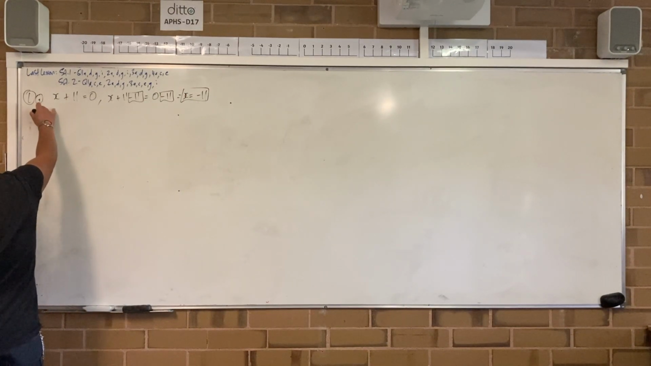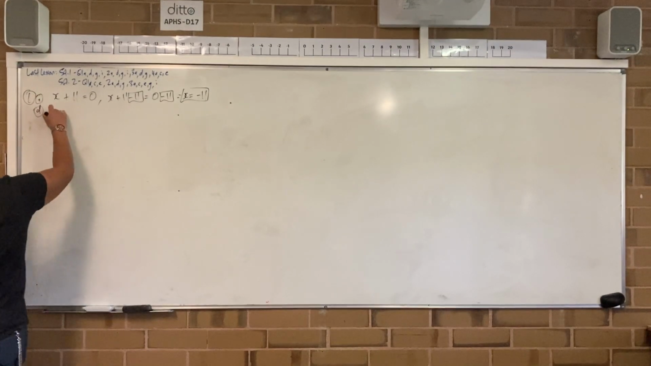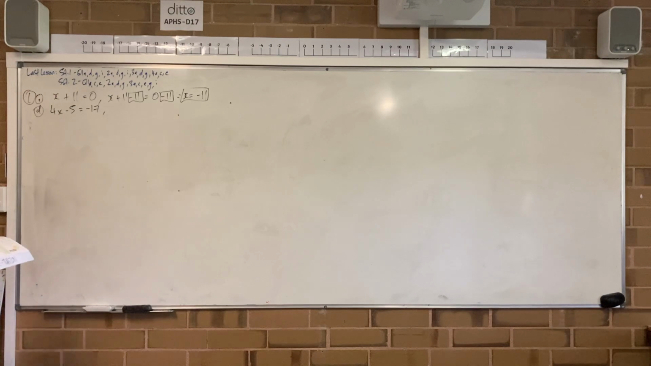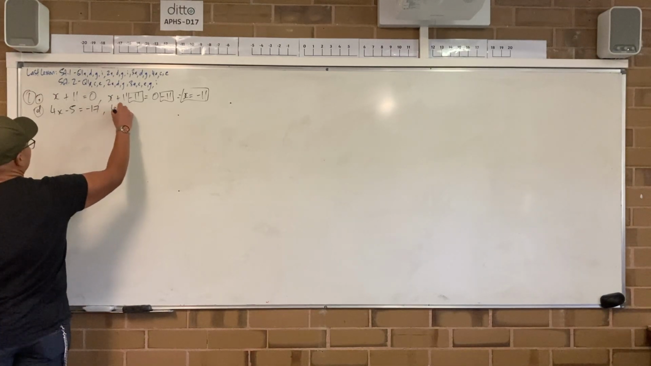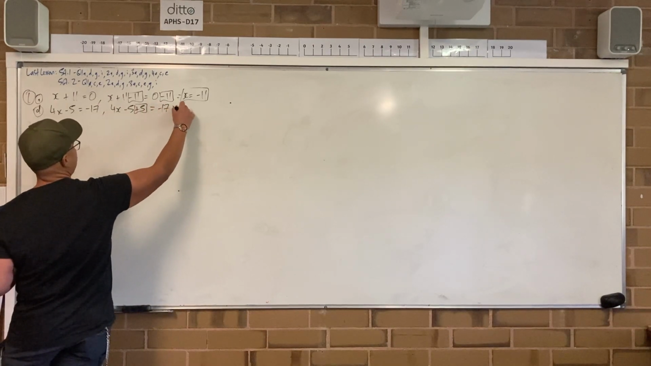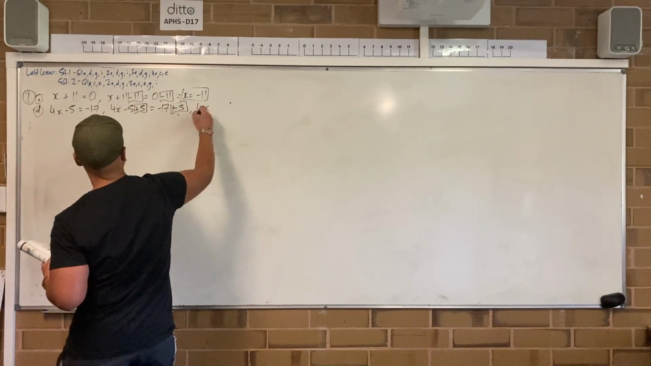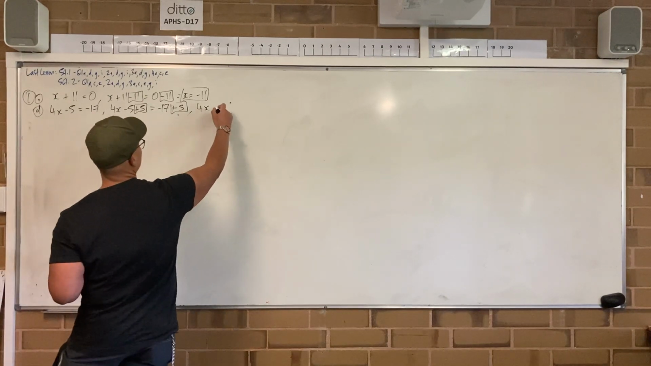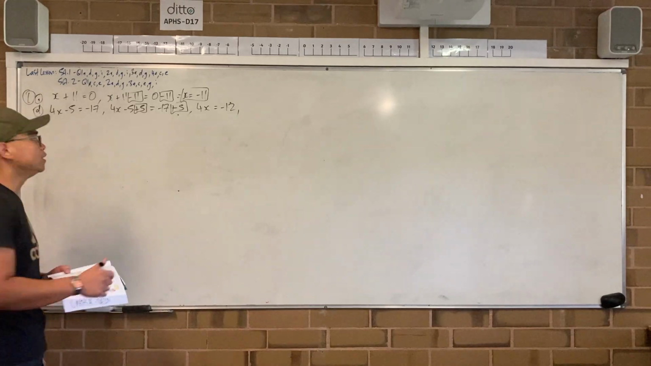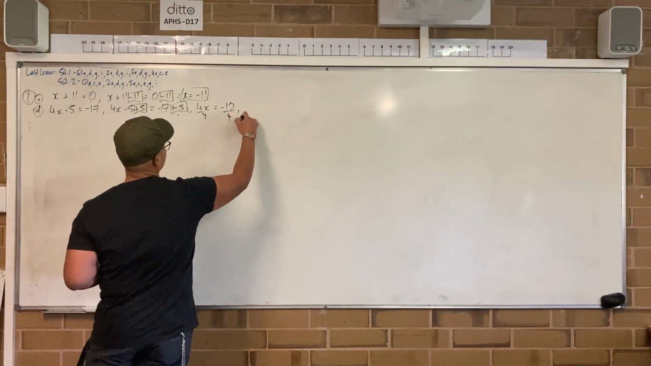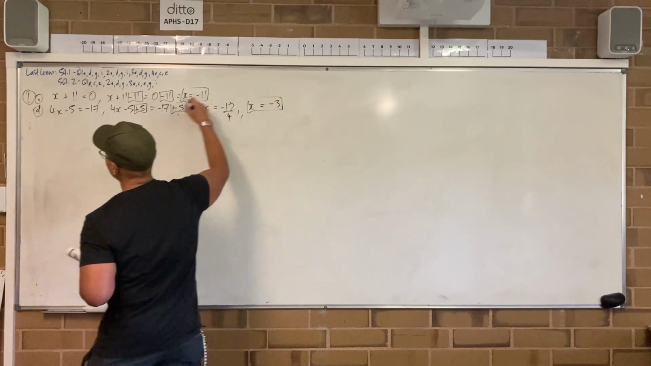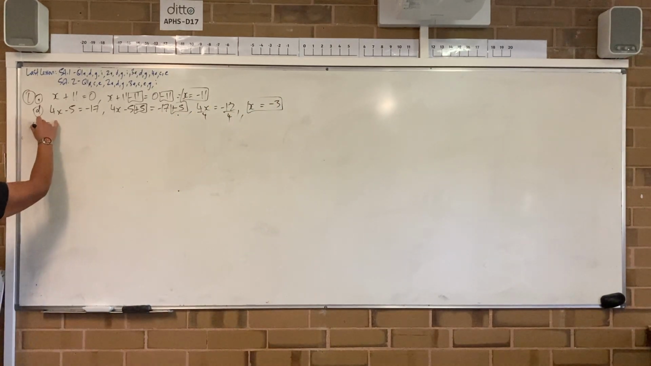What was the next one? D. 4x take 5 equals negative 17. What's the opposite of taking 5 from something? 4x take 5, add 5 equals negative 17. Add 5. 4x is going to be, what's negative 17 plus 5? Negative 12. What's the opposite of timesing something by 4? 4x divided by 4 is x, and negative 12 divided by 4, so you're going to have x is equal to negative 3.